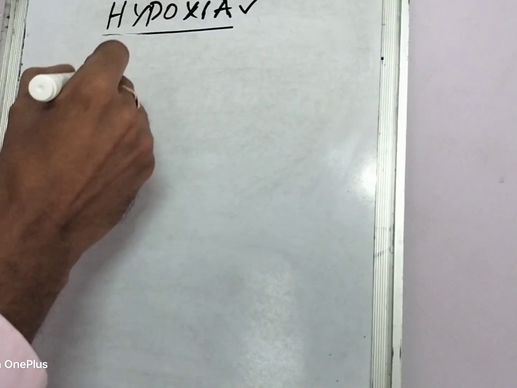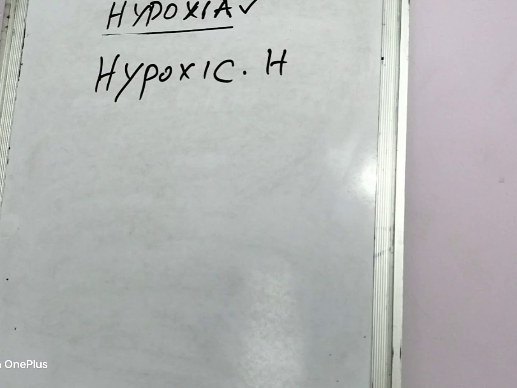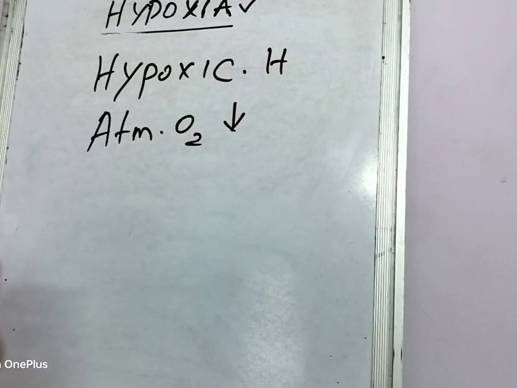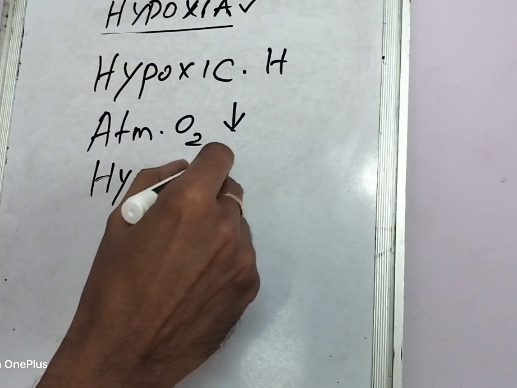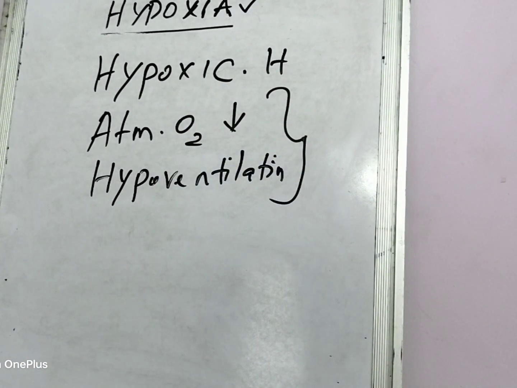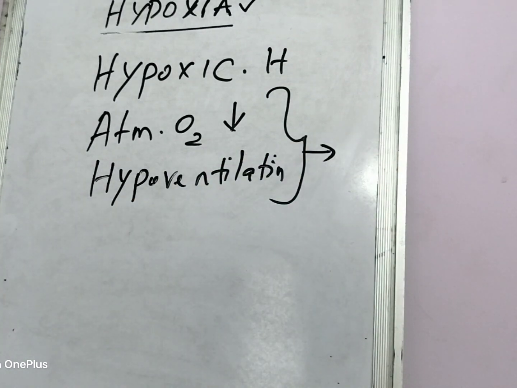So number 1 is hypoxic hypoxia. So what is hypoxic hypoxia? When the atmospheric oxygen is low, and when there is any lung disease that is causing hypoventilation. So what will happen to the oxygen intake by the lungs? The oxygen intake by the lung will be less, and this leads to decreased oxygen in the blood, and oxygen availability in the tissues will be reduced.